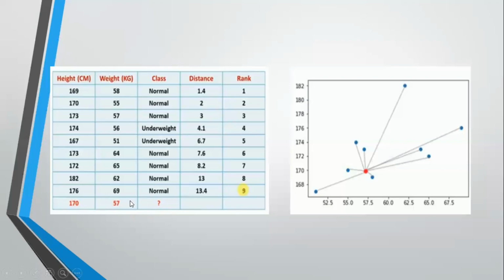So if your problem is classification, you can apply the majority value. If you are applying KNN for regression, we can apply the average as a statistical method to find the output or the result of the problem here. So this is the way we can apply KNN for either classification or regression.